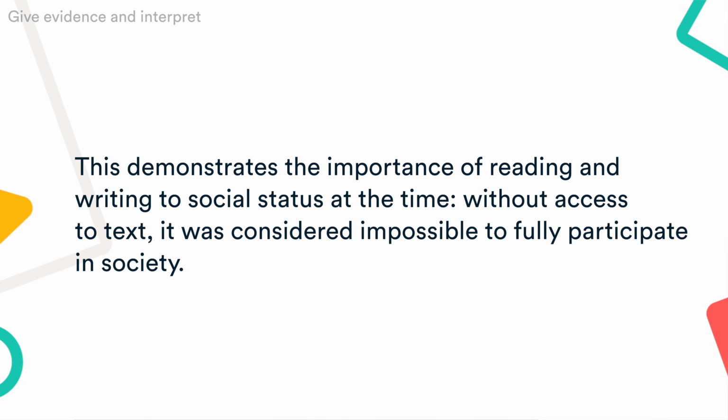You should also give your own interpretation or explanation of the evidence. How does it relate to your argument and add to your point? Here, we explain how this evidence tells us something about the importance of text to social status. This demonstrates the importance of reading and writing to social status at the time. Without access to text, it was considered impossible to fully participate in society.